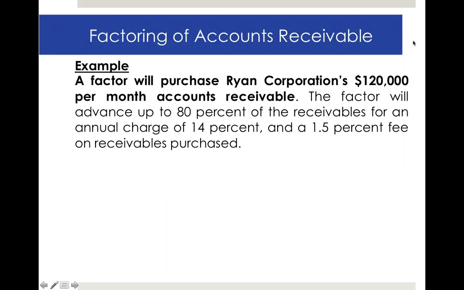I give you an example here. 120,000 is the total of receivables. Our factor is agreeing to advance 80% of the receivables. Take your calculator. We are going to get 80%. Not only that, the factor charges an annual interest of 14% and a 1.5% fee on the total amount received. Here it's a per month receivable, so for the year we take the amount.